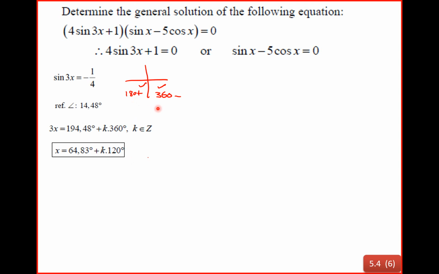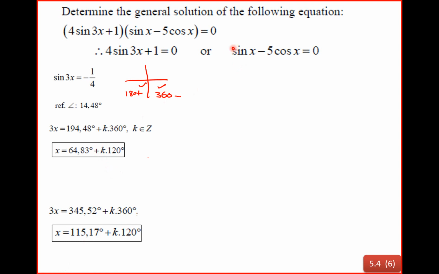Now we need to find the solution in quadrant 4. So in quadrant 4, remember, it's going to be 3x is equal to 360 minus 14.48. That'll give you 345.52 plus k360. We're now going to divide by 3. 3x divided by 3 will give us x. 345.52 divided by 3 is 115.17. And k360 divided by 3 is k120. Okay, so we have our solution, which is sitting in quadrant 3 and quadrant 4.